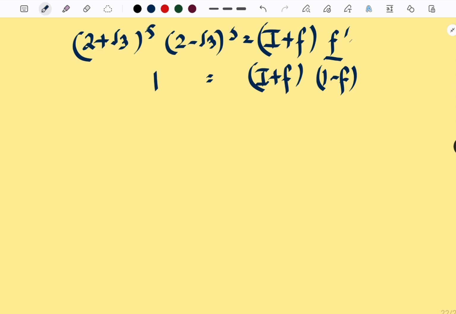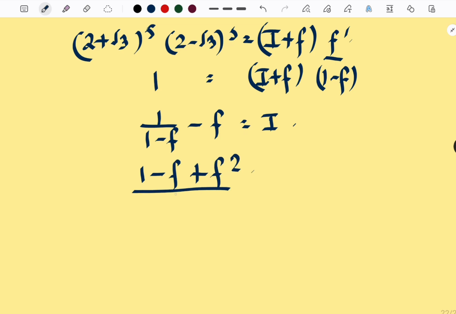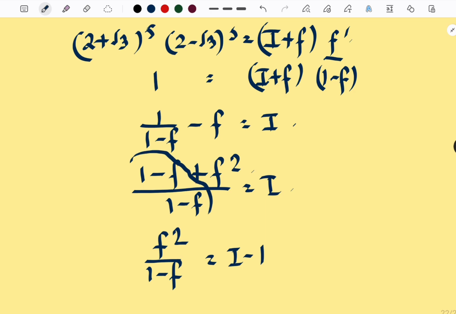Now therefore the value of I plus f can be written as 1 by 1 minus f, which is equal to I plus f. So therefore 1 minus f plus f squared by 1 minus f is equal to I. So therefore f squared by 1 minus f is equal to I minus 1. Why? Separate this 1 minus f by 1 minus f, which will be equal to 1.